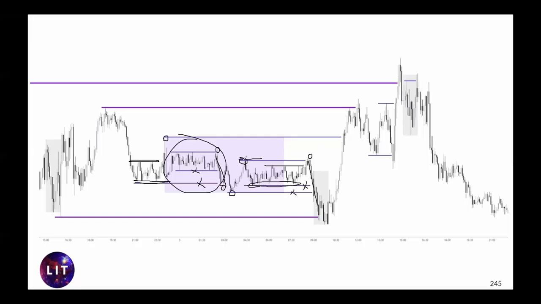Now, it's important to understand and to take note of the fact in our purple box, the high and the low are considered minor inducements. They're always the minor inducement point. So this point here, as well as, of course, this point there. So we've now taken out 2 points of liquidity.